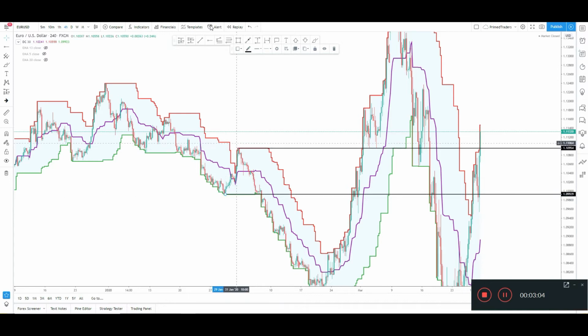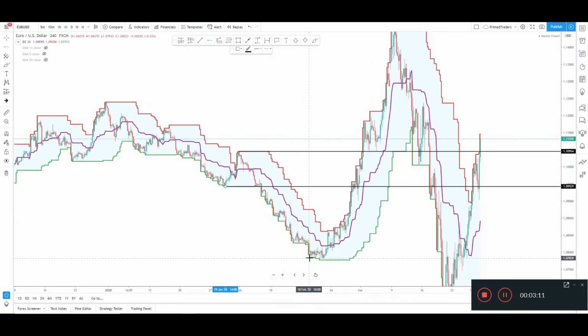Boom, we go to the next one. And then we go all the way down. And you can see the steps being created here. So we have a bearish move until this level there. So let's zoom in here and I'll show you what I mean.